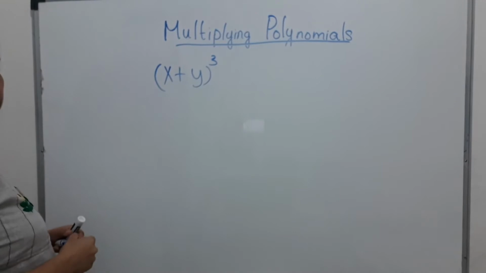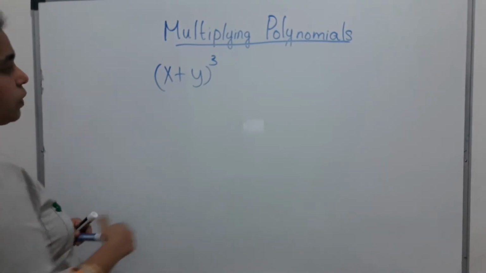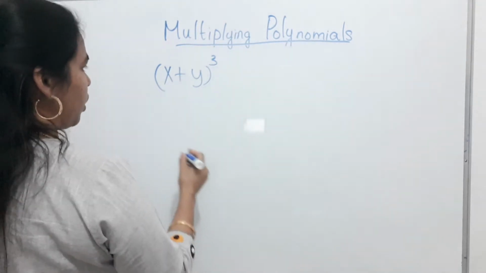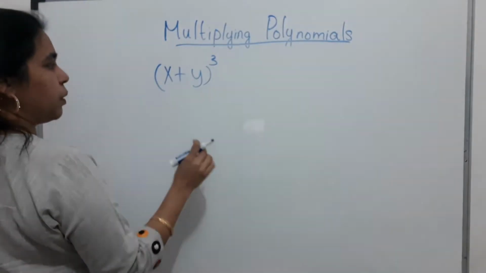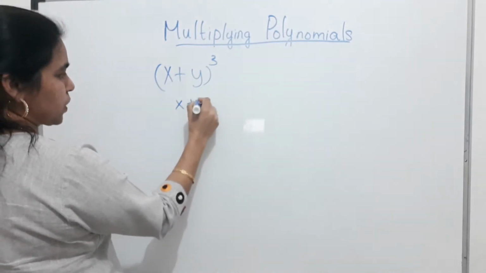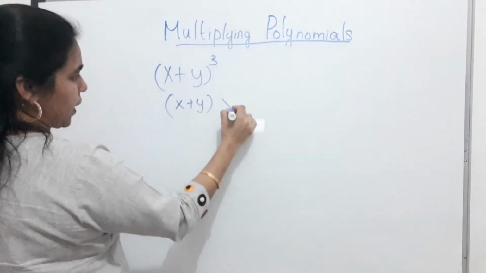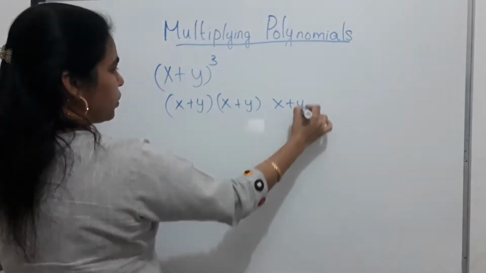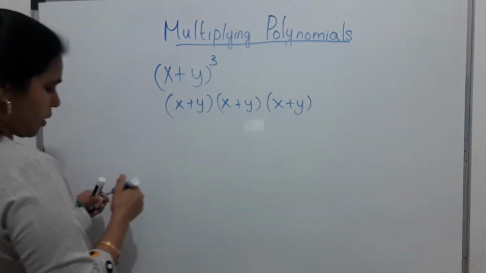In this question, we have to expand x plus y to the power 3. How can you write it in different brackets so that you can multiply? This is actually x plus y times x plus y times x plus y. So there are three different brackets.